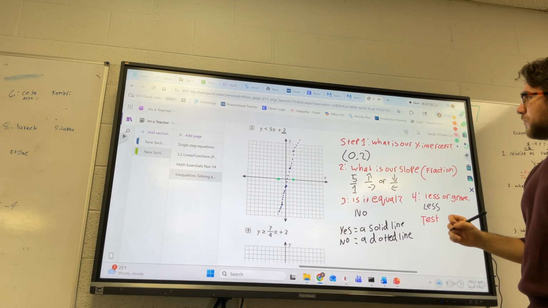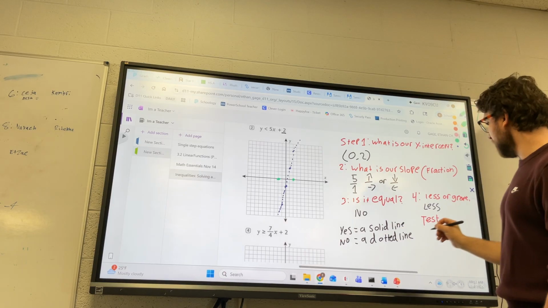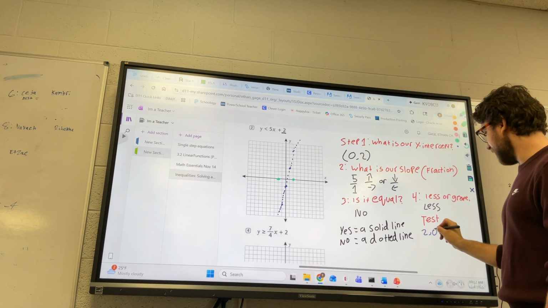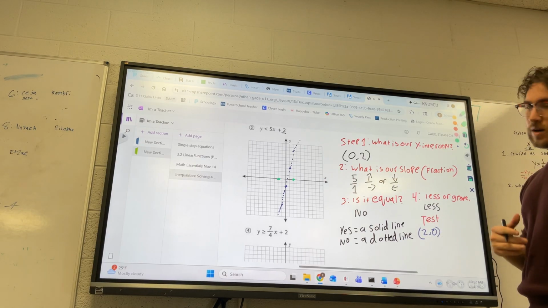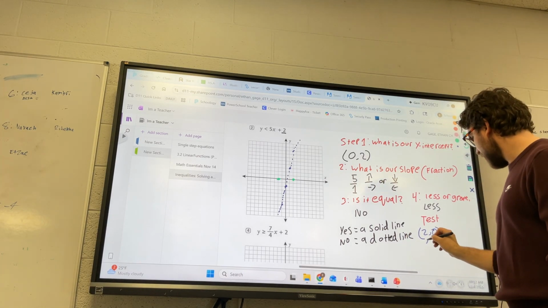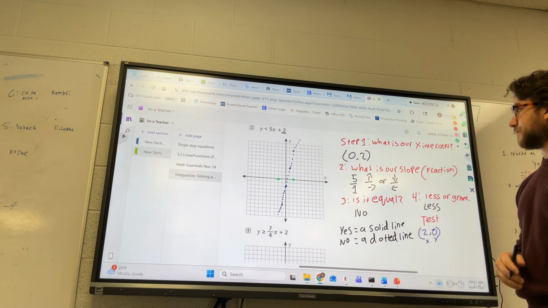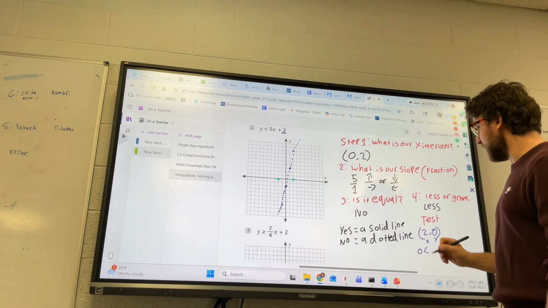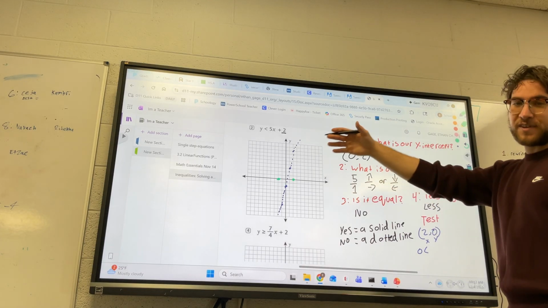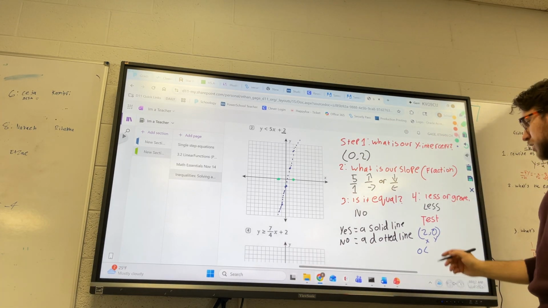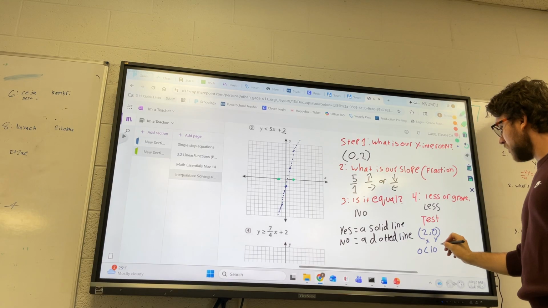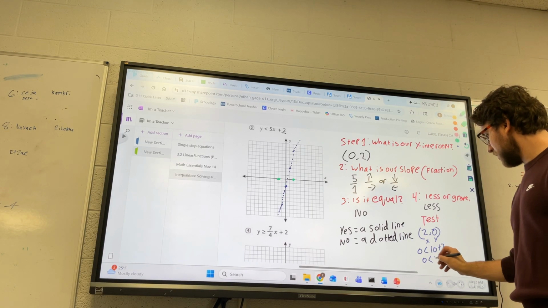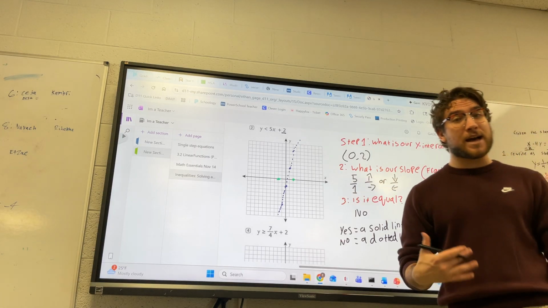We have a point of 2, 0. We're going to plug in those numbers as our x and our y, giving us 0 is less than 5 times x. 5 times 2 will be 10 plus 2, and yes, 0 is less than 12. Is that true?